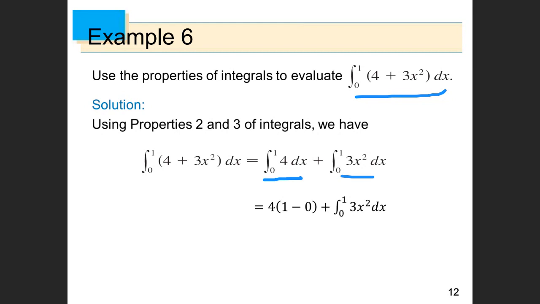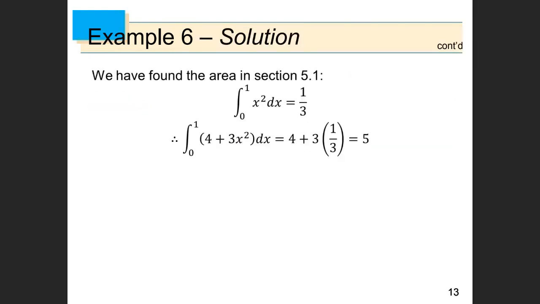Now for the first one, the integral of the constant 4 just becomes 4 times upper bound minus lower bound. And then obviously we need to find this integral here. The integral of x squared on its own from 0 to 1: remember, the antiderivative of x squared is x cubed over 3, and if you plug in upper bound minus lower bound, you just get 1 over 3. Therefore, this integral simply becomes 4 plus 3. Remember that we wanted 3 times x squared, so you say 3 times this result, 3 times 1 over 3. And that just gives you 5.